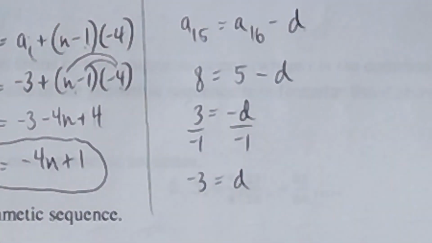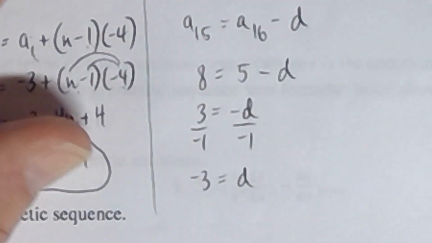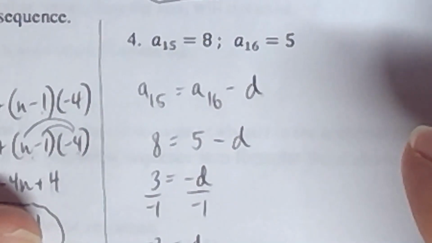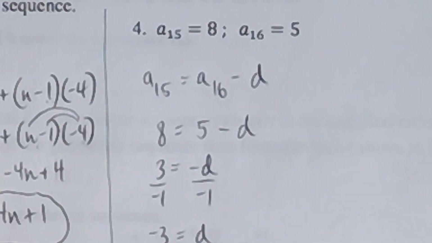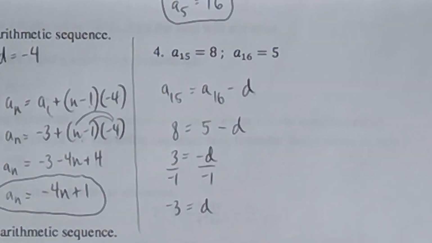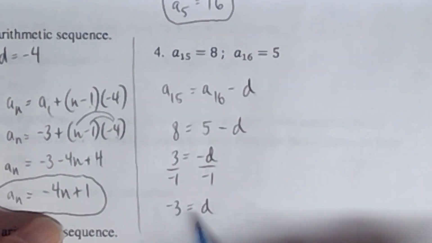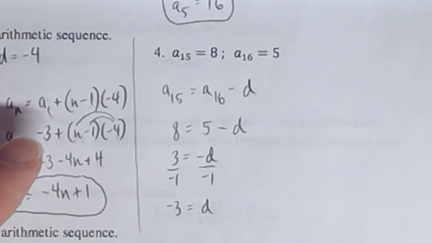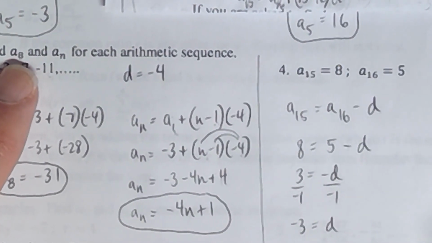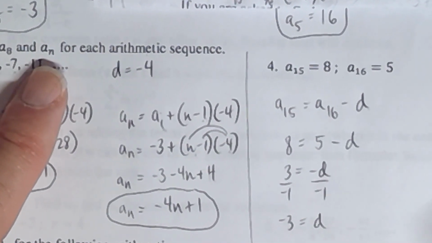Okay, so now I know what d is. As you now know, if you know what d is and you know at least one term in the sequence, and we actually know two of them, the 15th term and the 16th term, but if you just know one term and you know d is negative 3, then you can figure out any other term in the sequence, including a sub 8, like the directions ask for here. And also you could figure out the a sub n formula.